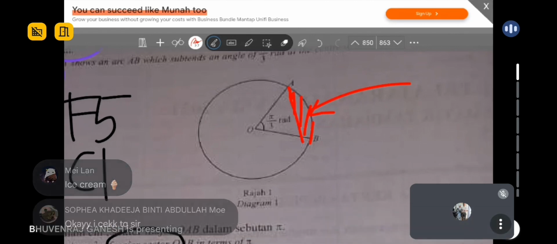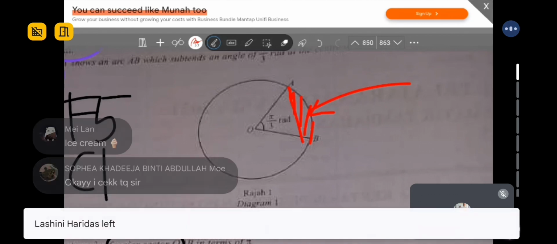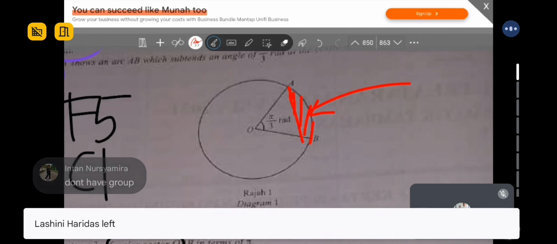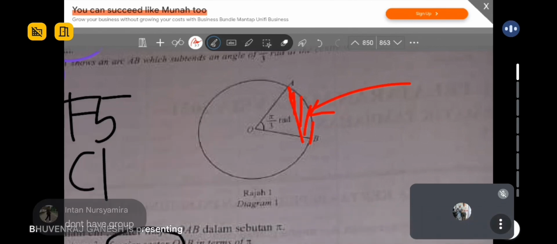Okay, so ice cream. Kenapa tiba-tiba ice cream? Okay, nanti. Kamu semua kekal sampai akhir. Nanti saya bagi. Okay, you all stay until the end.